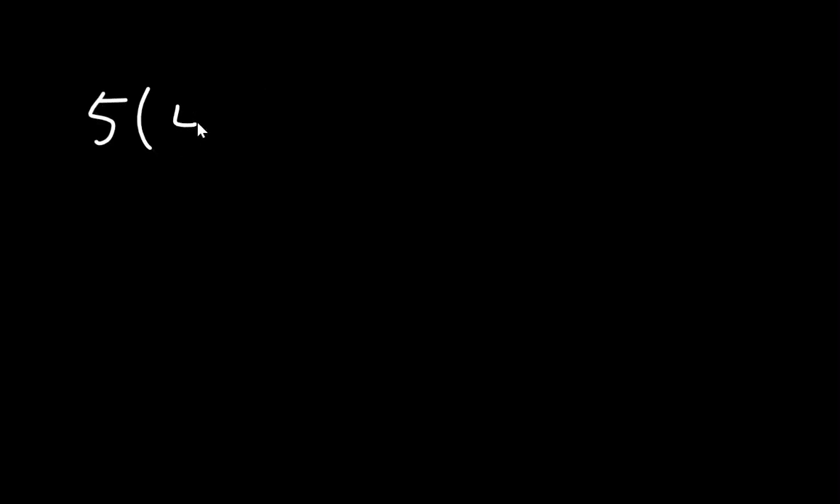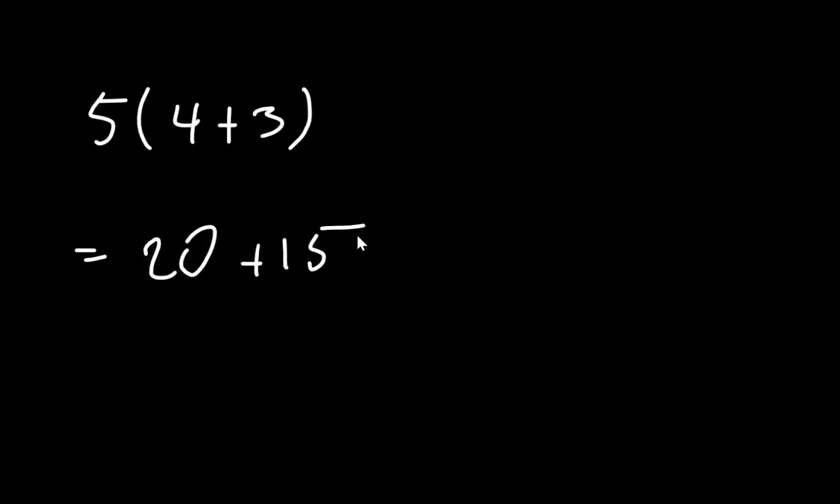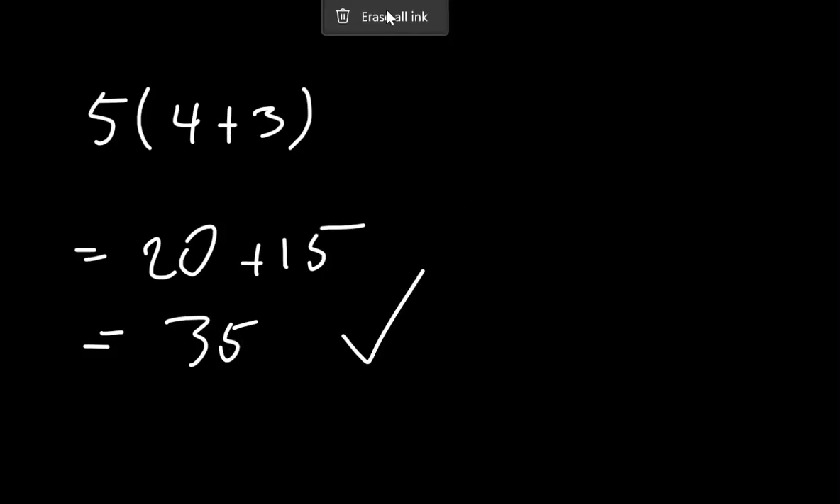So now let's do an example, right? Let's do 5 times 4 plus 3. So according to the distributive property, 5 times 4 is 20, 5 times 3 is 15, so the answer is 35. You can check it. 4 plus 3 is 7. 7 times 5 is 35, right? So that's correct. So now let's apply that to polynomials.